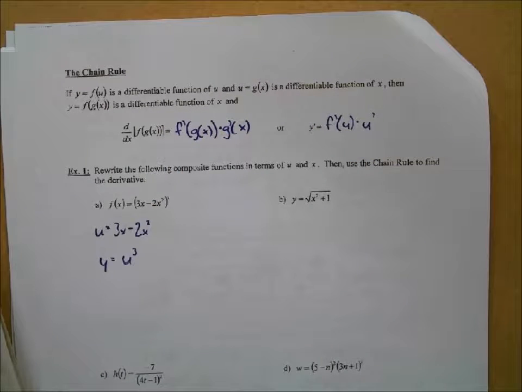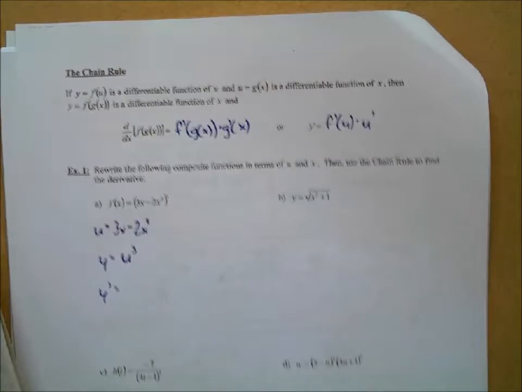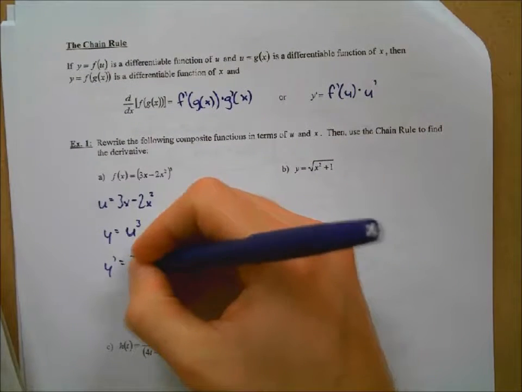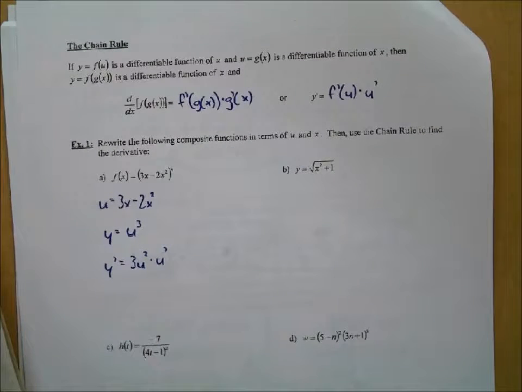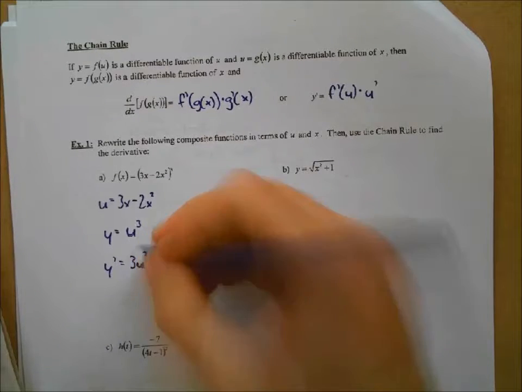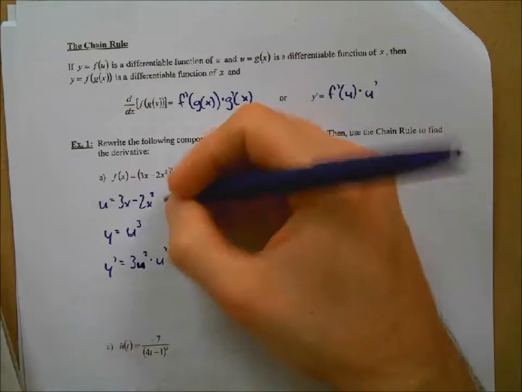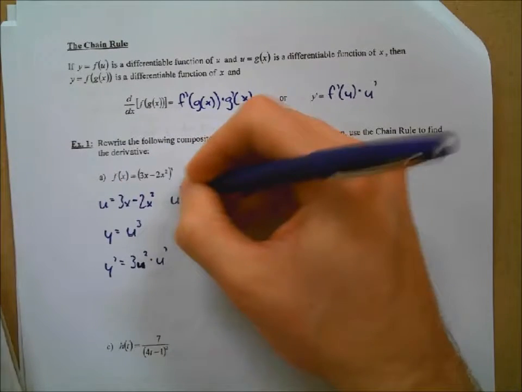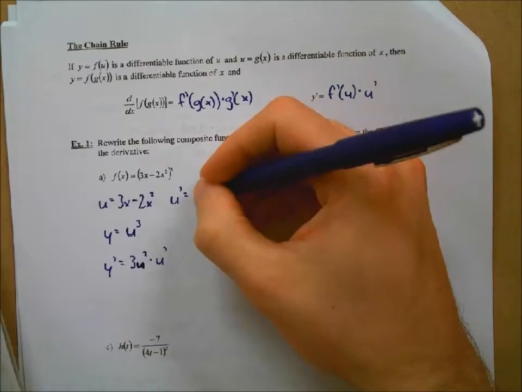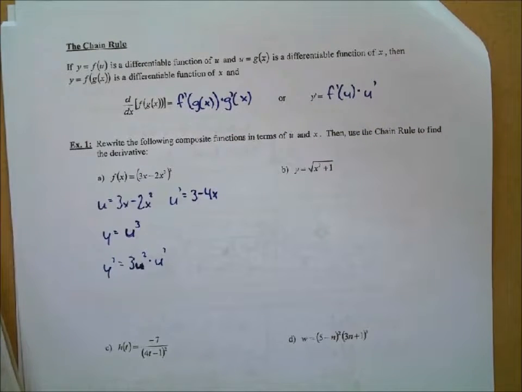When I go to take the derivative of y equals u cubed, what's the derivative of u cubed going to be? 3u squared. And then we're going to multiply by the derivative of u, u prime, by the chain rule. What is u prime? Well, if u is 3x minus 2x squared, what will u prime be? 3 minus 4x. Just take the derivative of that right-hand side.